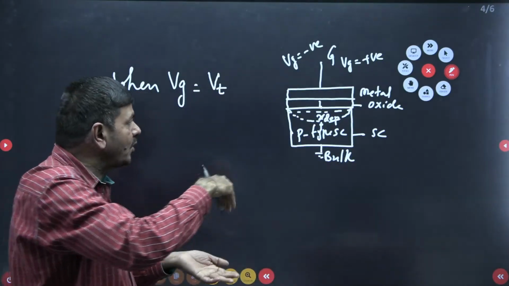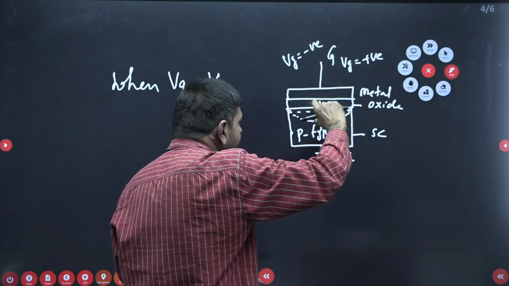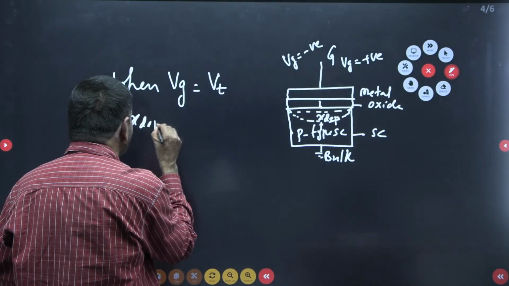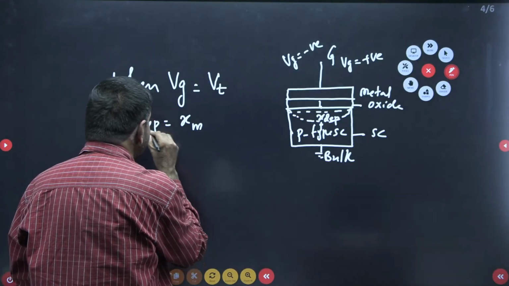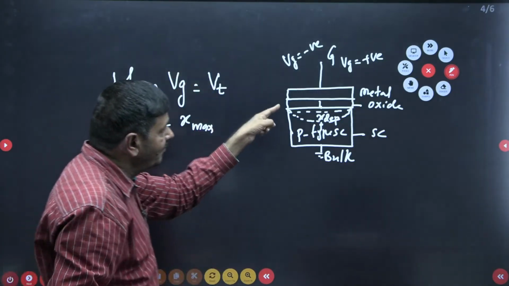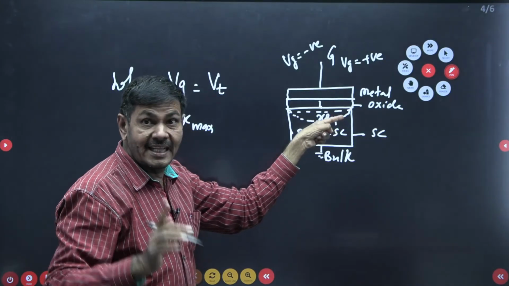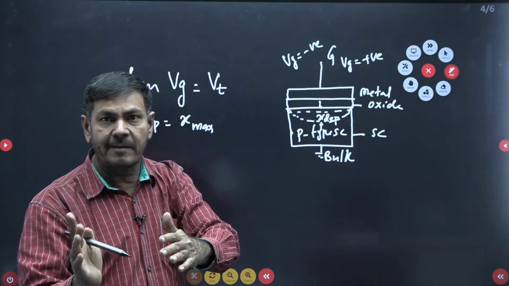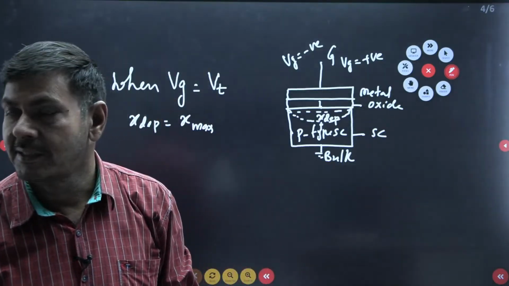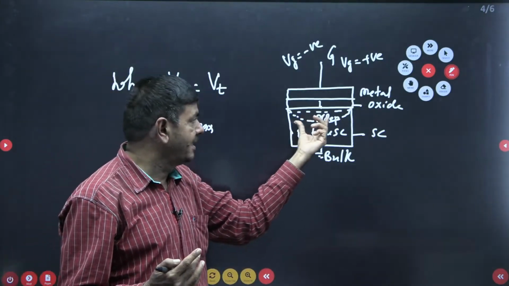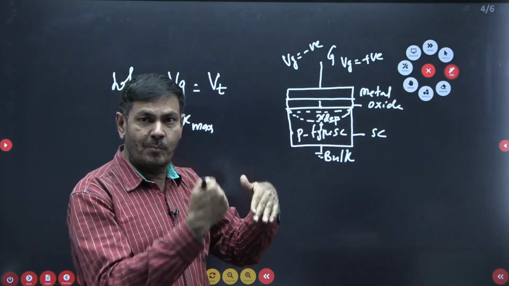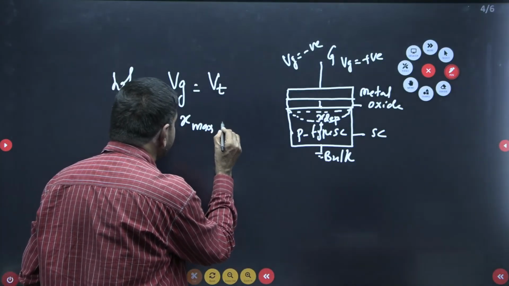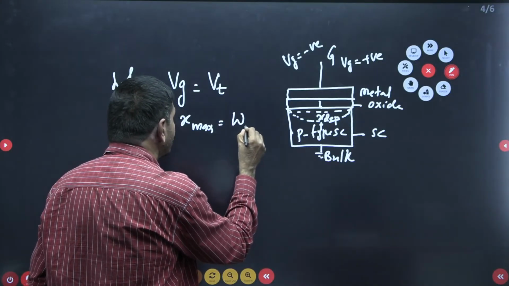It is going down only. Due to positive repulsion, they will go up to some depth, X_DEP. This X_DEP is nothing but X_max, the maximum. Depletion is done. At threshold voltage only, you can find maximum depletion. When the gate potential is applied more than the threshold voltage, there are no more changes. The depletion is the maximum and will never go beyond this level. Now the point to remember: whenever X_DEP equals X_max, I can say W_max only.